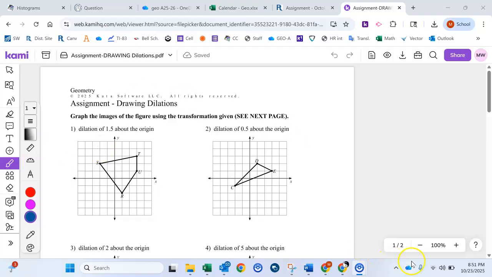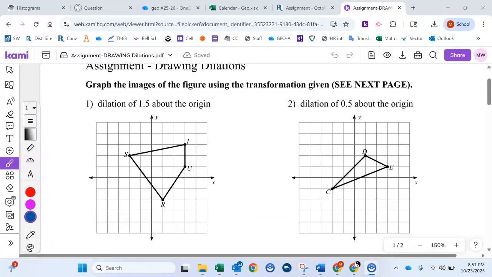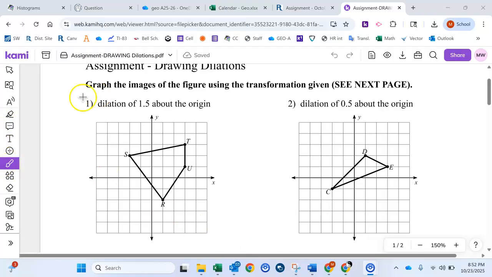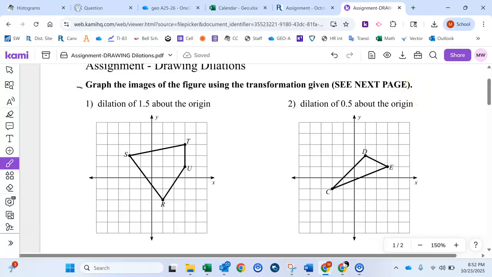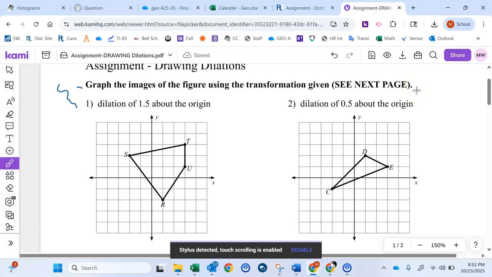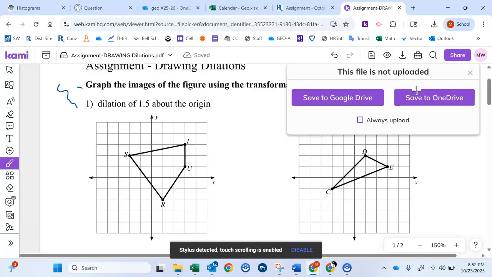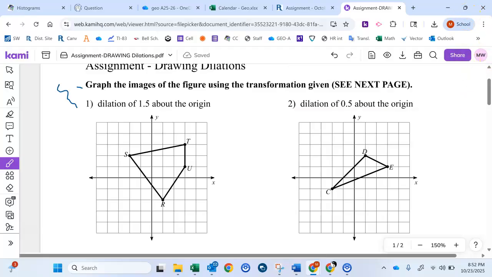Okay, so the first one, let me go ahead and make this bigger. Okay, what it's telling us to do is to graph the images. Let me see if I can get my pen to write. There we go. The first one says we need to graph the image using the transformation given. What transformation given? This transformation right here, dilation of 1.5 about the origin.